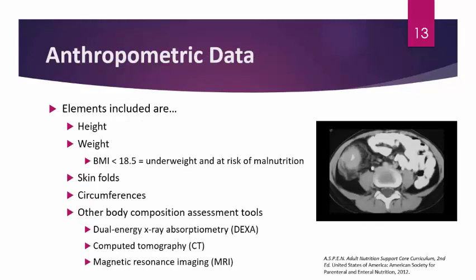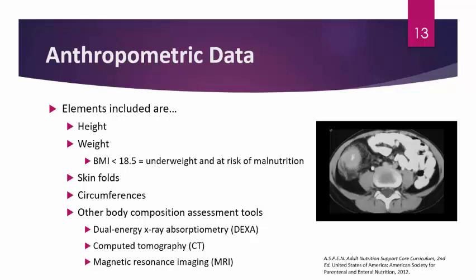Another type of data that we look at is anthropometric data. So this is essentially all of the different measurements that we can do for a patient. So these are things like your height and your weight, which together can produce a BMI. And BMI typically less than 18.5 is significant for patients who are underweight and at risk of malnutrition. Skin folds and circumferences may also be used. However, a lot of the literature says that these are not necessarily reliable, depending on your certain situation, though things like waist circumference are highly utilized whenever you're assessing for things like metabolic syndrome.